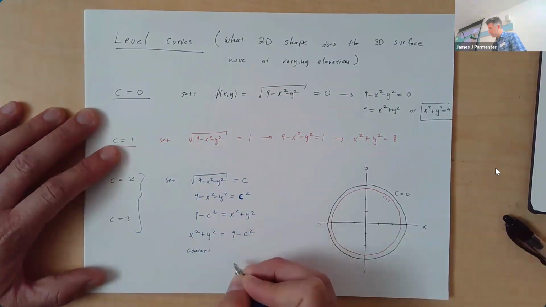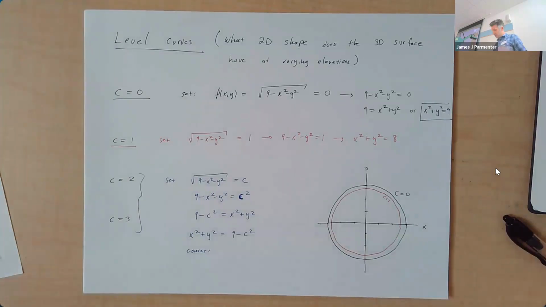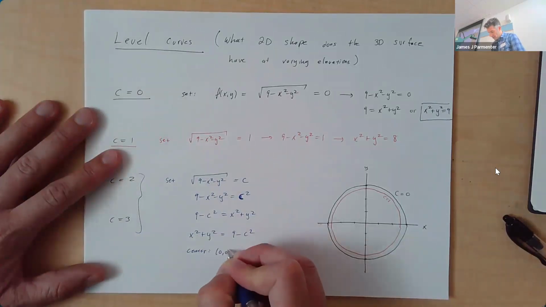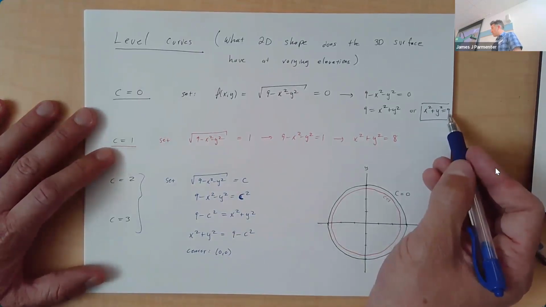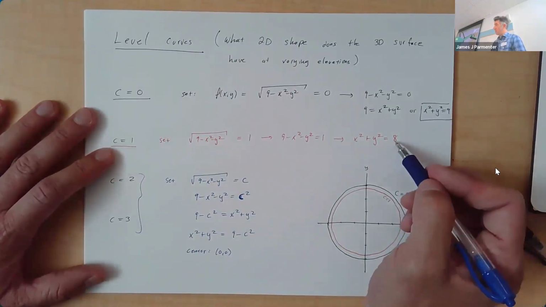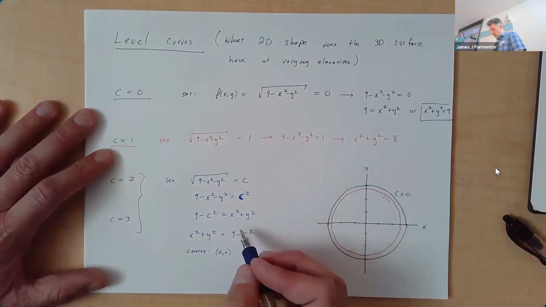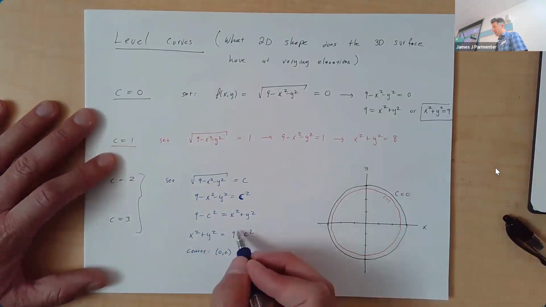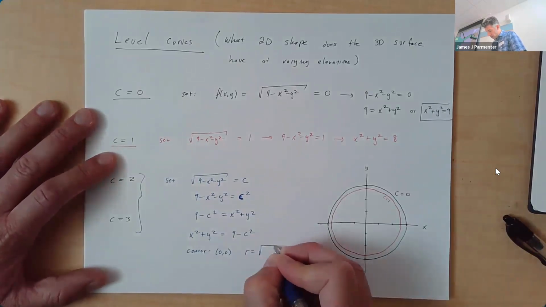What's the center? Right. So 0, 0, the origin. And here when this was 9, the radius was the square root of 9, which is 3. Here when this was 8, the radius was the square root of 8, which was about 2.8. And here it's x squared plus y squared equals 9 minus c squared. So the radius is going to equal the square root of 9 minus c squared.